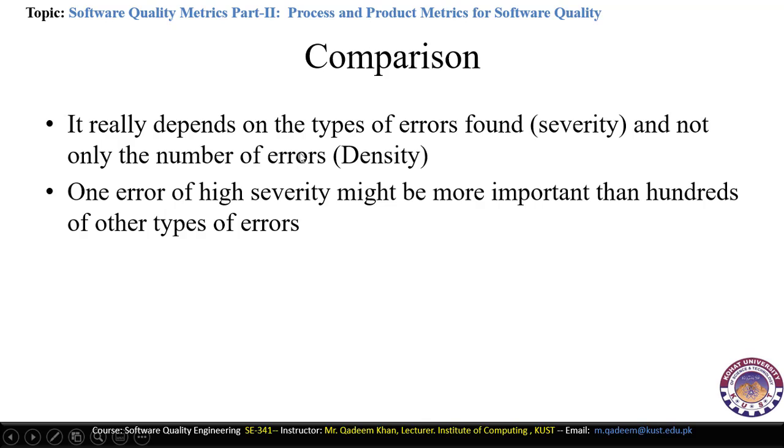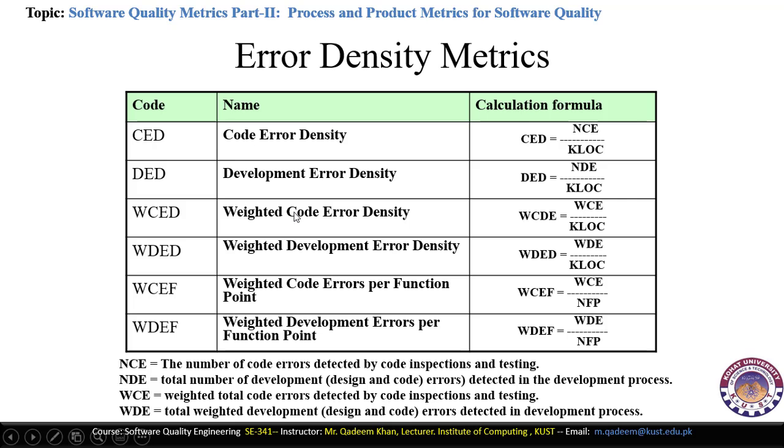It depends on the types of errors found, that is the severity, and not only the number of errors, which is the density. So severity is more important than density. One error of high severity might be more important than hundreds of other types of errors. Sometimes the errors may be in the hundreds or thousands, and they are quite simple to fix as compared to just one very severe error.